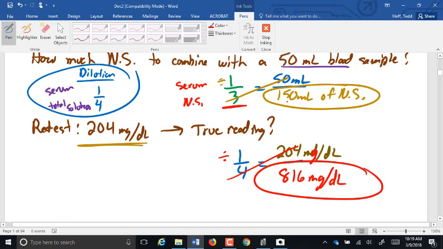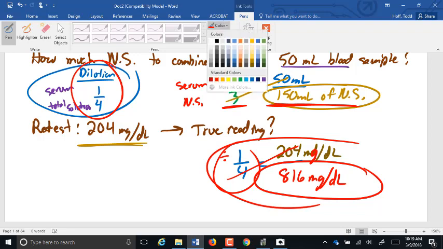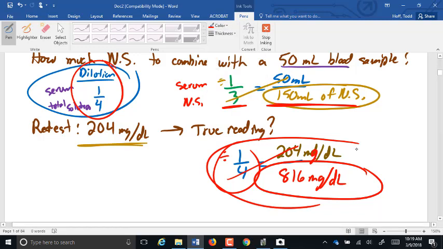Because we need to know how much water we had to mix in, how much saline we had to mix in with it. But when you adjust the reading, it's always back to the true dilution. Yes, because we know that number is going to be smaller than the true reading. So it has to go with the smaller of the 2 numbers in our dilution.